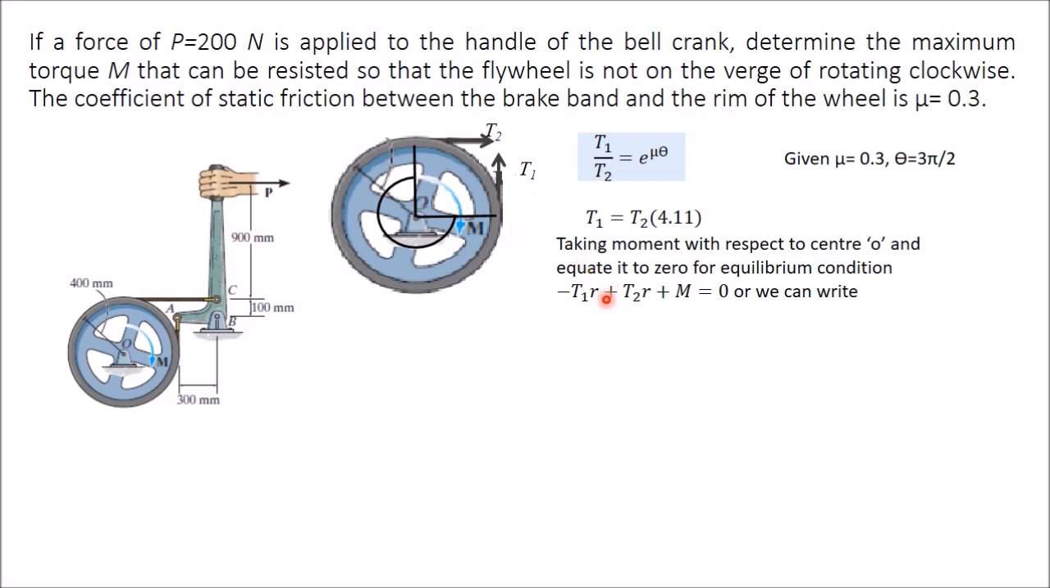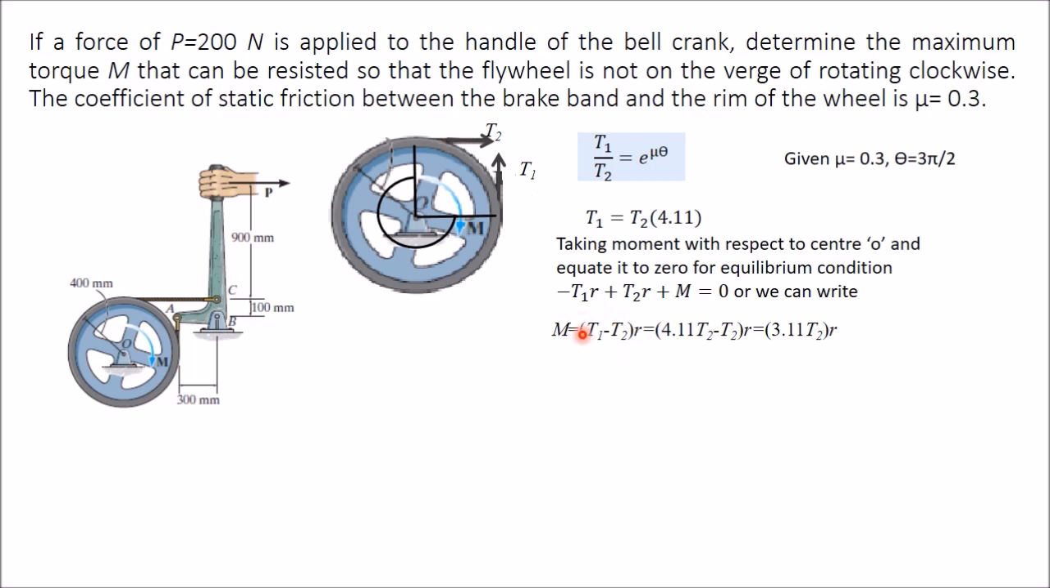So accordingly you will get T1 into R. T1 is anti-clockwise with respect to O, and its radius, this distance, is equal to the radius of the drum. So minus T1 into R. T2 is clockwise with respect to O, so plus T2 into R, and M is already given in the clockwise direction, so plus M is equal to 0, or you can write that M is equal to (T1 minus T2) into R.